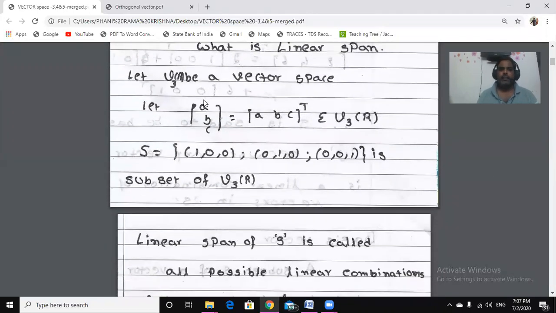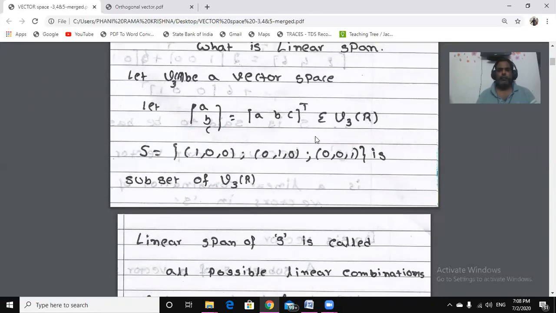I am constructing a three-dimensional vector space. What is the meaning of a three-dimensional vector space? If you take any vector, it contains three coordinates. This is called the dimension. It has any number of vectors, but each vector contains three coordinates, three parameters. So V3 of R: V3 is a three-dimensional space, and R means the elements of these vectors are real numbers.